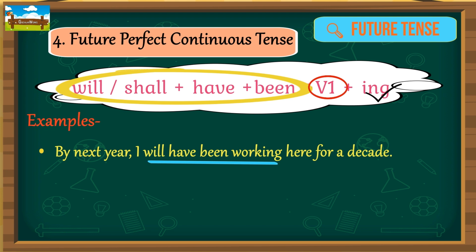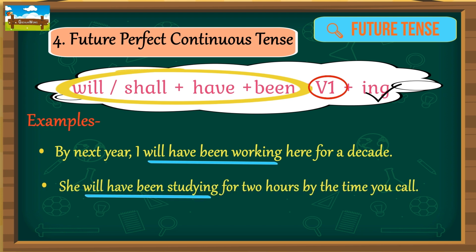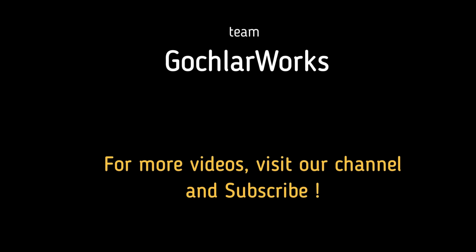Examples: by next year, I will have been working here for a decade. This sentence means that by next year, the person will continuously have been working at the same place for 10 years. She will have been studying for 2 hours by the time you call. Here, it's like predicting that when you make the call, she will have been continuously studying for 2 hours. So, the future perfect continuous tense helps us describe actions that will be ongoing for a duration before a specific future event, even though we don't use it very often in everyday English.